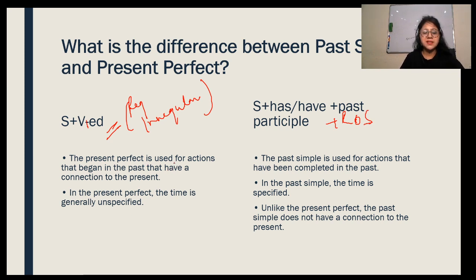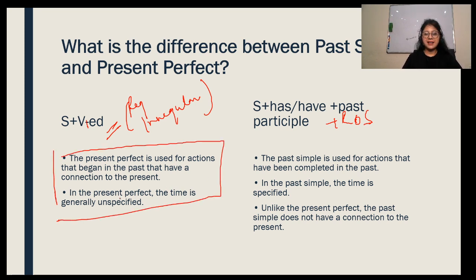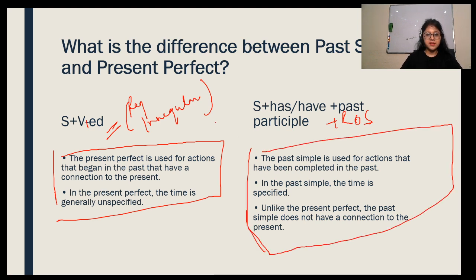Okay, there has been a slight mistake here, guys. This is for present perfect and this is for past simple. So I've just mixed it up. Okay, this is this one and this is this one.